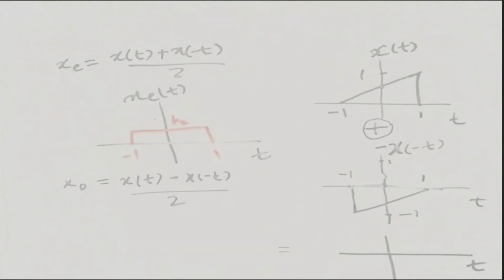Now when we add these two signals, what we get is: if you look at t equal to minus 1, this is 0, this is minus 1. So 0 plus minus 1 is minus 1. If you look at this point at t equal to 0, this is plus 0.5 while this is minus 0.5, so the point that we get at t equal to 0 is 0. At t equal to plus 1, we have this value as 1, this value as 0, so the value that we get at t equal to 1 is 1.